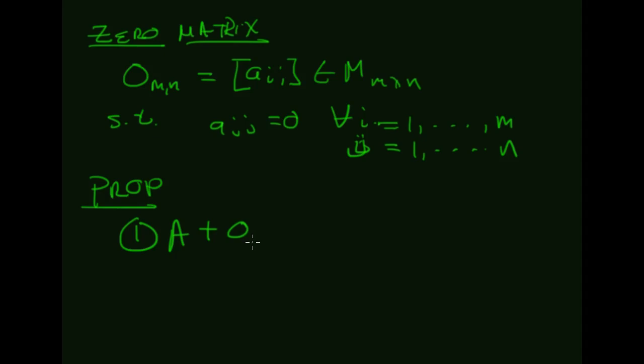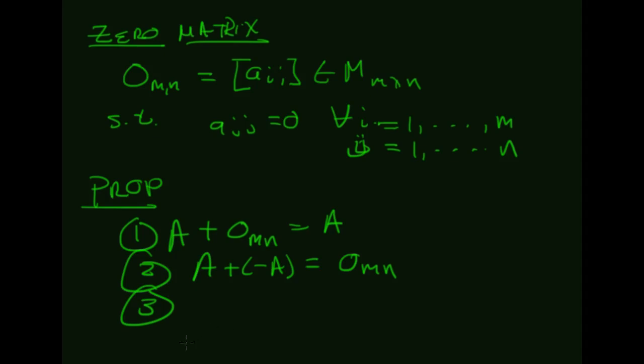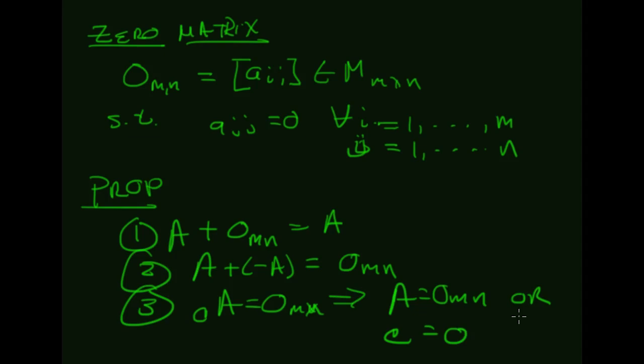Okay, so we get some properties of this thing. If I take some matrix A and add it to the 0 matrix, I get itself back. If I take A and I add negative A to that, I get the 0 matrix. And finally, if I scale A and I get the 0 matrix, then either one of two things are true. Either A is the 0 matrix, or the scalar has to equal 0. So this is like your zero product rule, that if two things multiply to be 0, one of them has to be 0. But in this case, one of them is a matrix, the other one is a scalar.